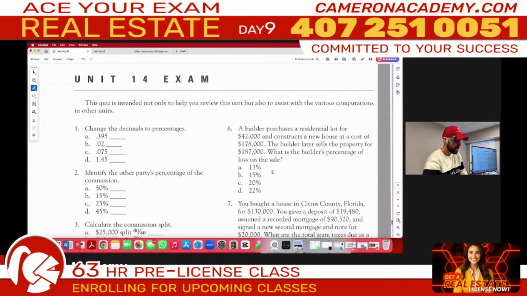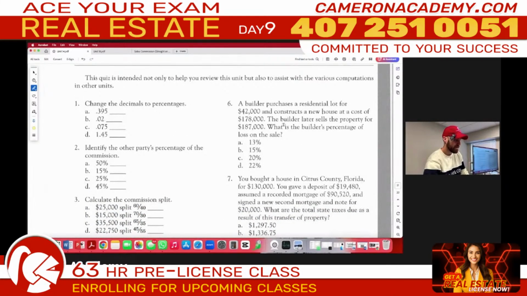Next question, 6. Read out the last sentence. What is the builder's percentage of loss? So we know it's the profit or loss formula. Immediately, we know what formula to apply. But I'll read out the entire question. A builder purchases a residential lot for $42,000, constructs a new house at a cost of $178,000. The builder later sells that property for $187,000. What is the builder's percentage of loss?